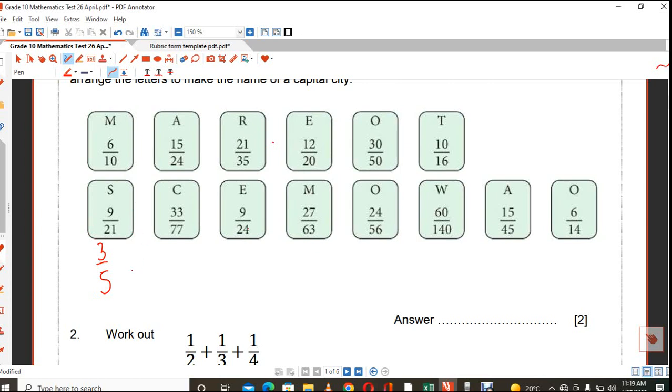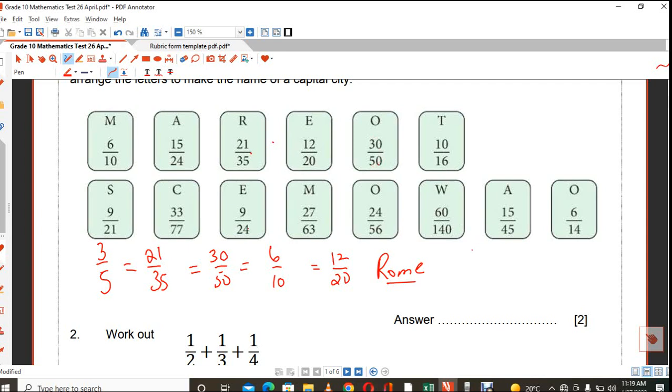Now, there are 2 cities here, Rome and Moscow. I'm just going to write down the fractions. These fractions I'm writing down, if you simplify them, will give you 3 over 5, or 0.6 if you choose to write it like that. The other one was 12 out of 20. And these ones will give you Rome when you are starting with it. R being 21 out of 35, O being 30 out of 50, and so on.